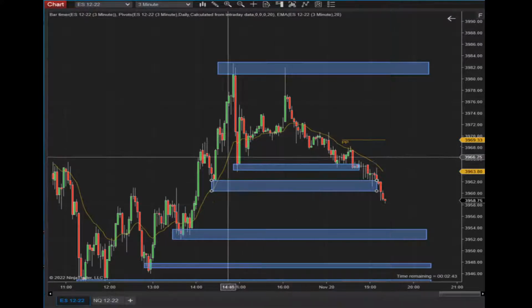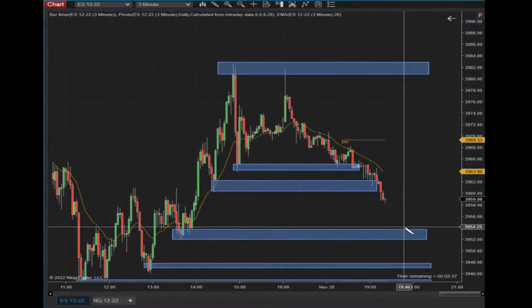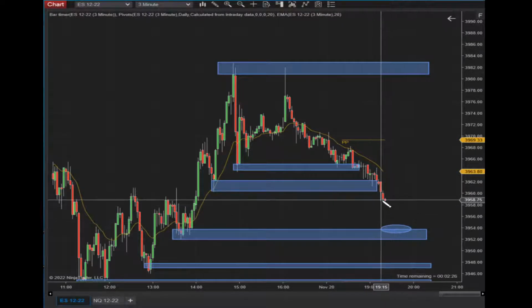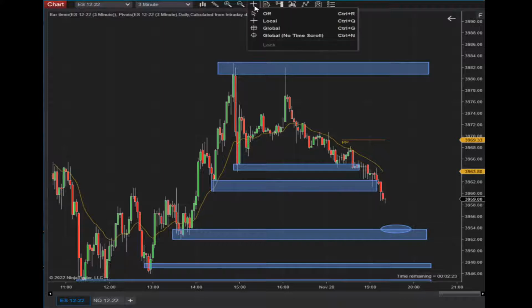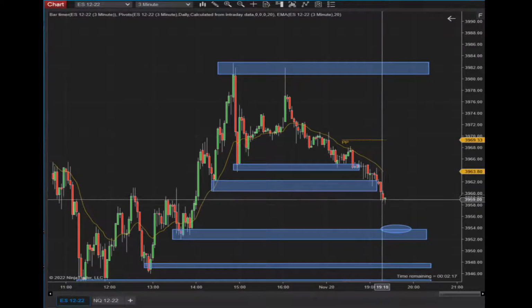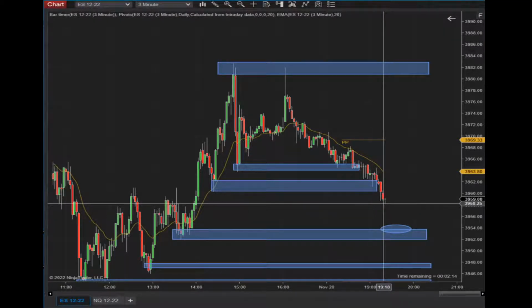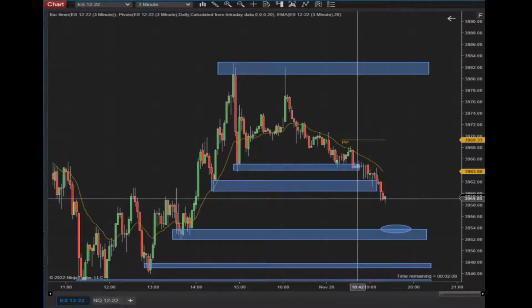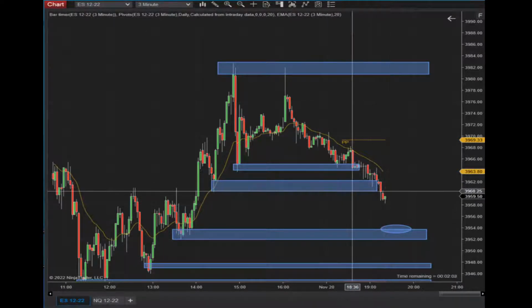So we have these levels that we've put in here. I'm going to put in a level right here, a little circle, because I think that's where it's going to come. The key at this point is, okay, it's going to get down there, but where can you get in so you don't get stopped out? If we just hop in right now, sure enough, it's going to go 2 points against us and you get stopped out.